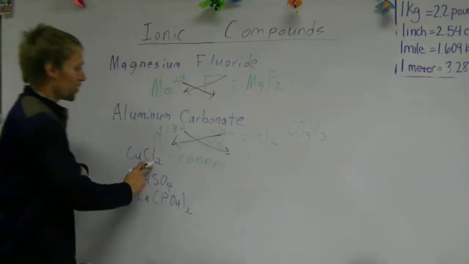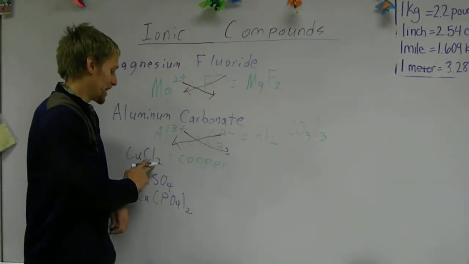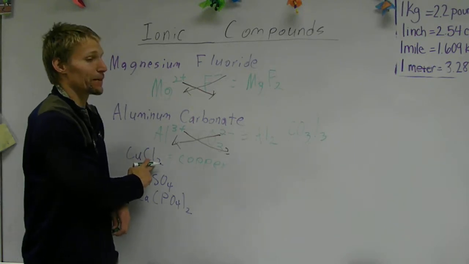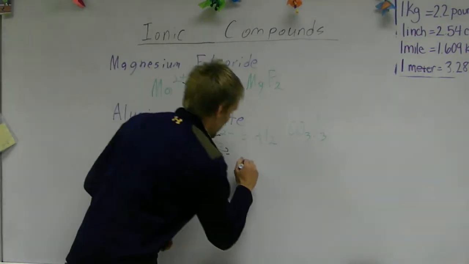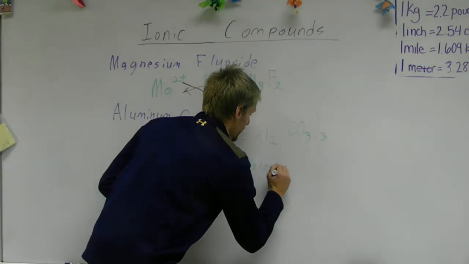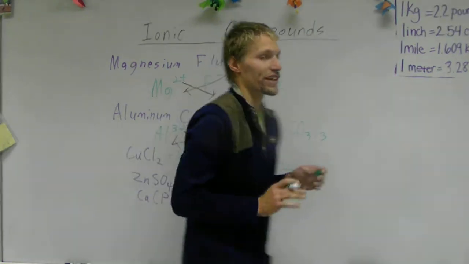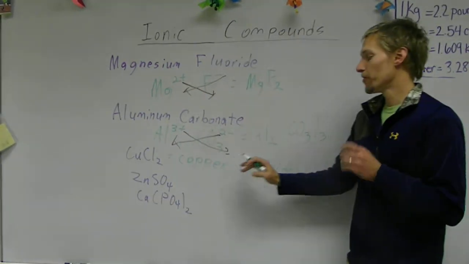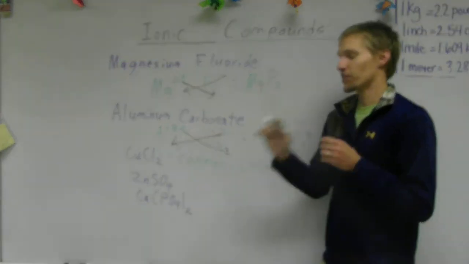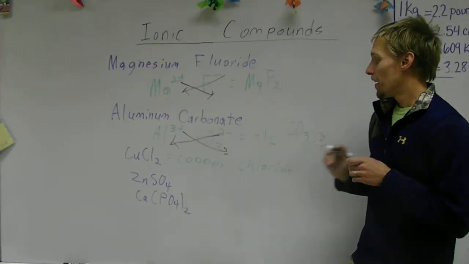Then you find the second part, the Cl. You find that Cl on your chart, and you see that the name is chloride. So you write that down. Again, these are ions. You're using your ion chart, so we do not need prefixes. So ionic compounds, no prefixes. Just use the name from the chart.